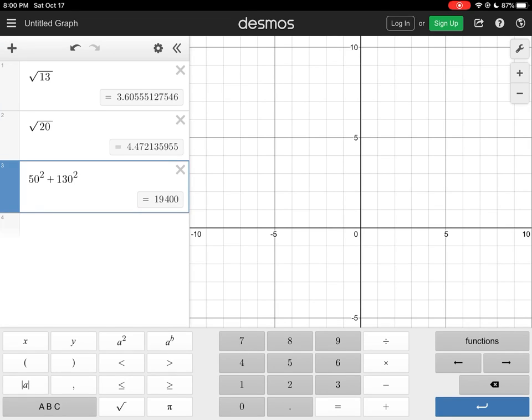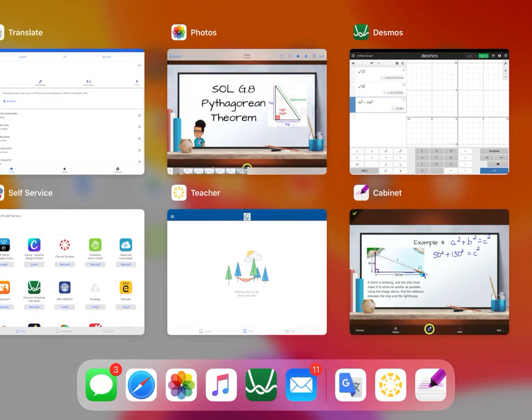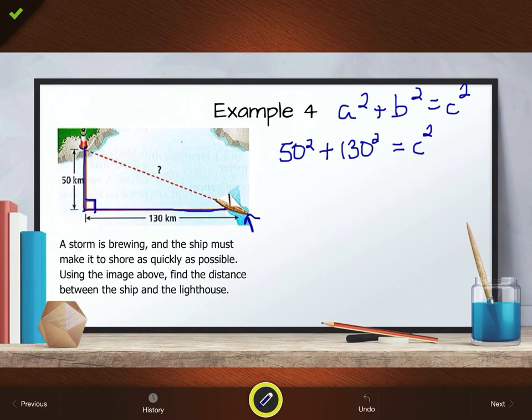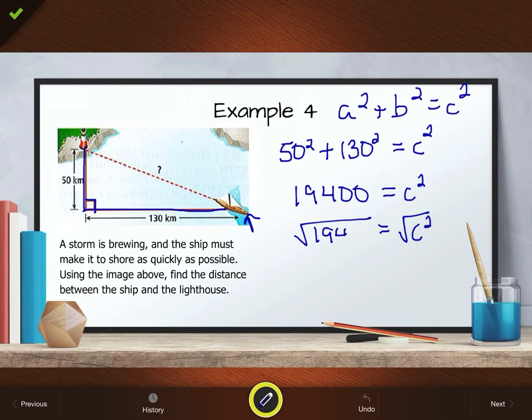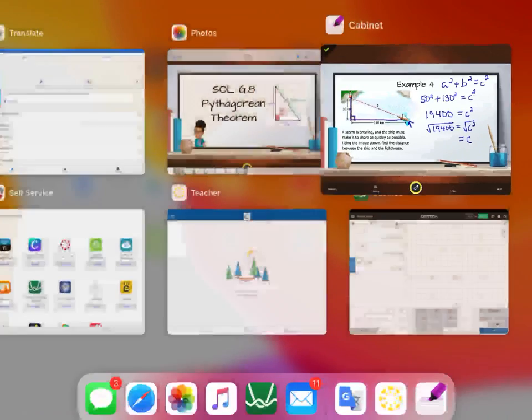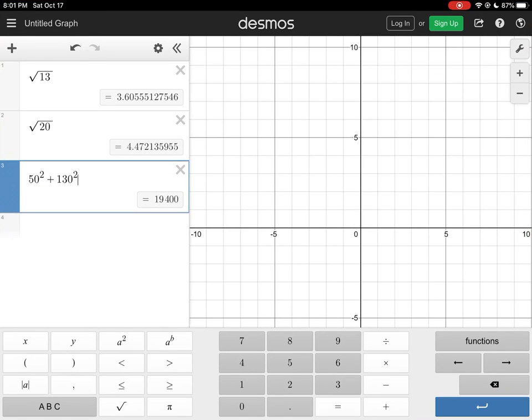That's 19,400. Big number. Desmos is your friend. 19,400. Okay. To get C, I need to take the square root of C squared. What I do to one side, I do to the other of my equation. Again, do not expect you to know the square root of 19,400. Not in a million years.